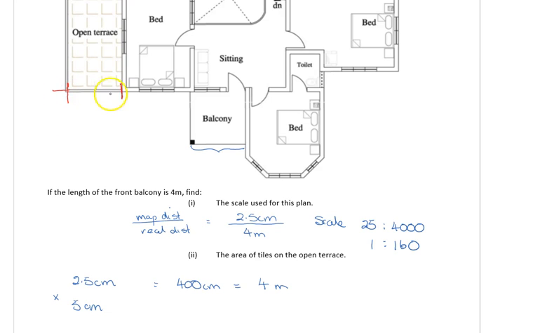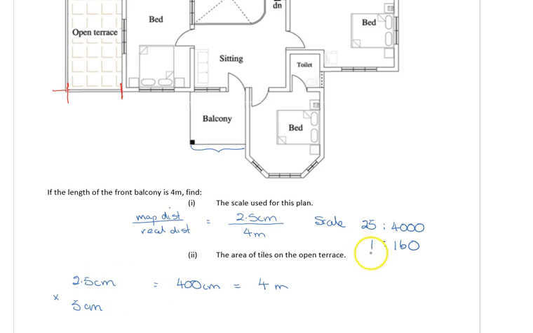So when I measure the length, I'm getting 2.5 centimetres, and when I measure the width of the open terrace, I'm getting 5 centimetres, double it. That wasn't quite 2.5. If you wrote 2.4, 2.45, that's fine. I'll work with 2.5. I'm working with 2.5 because I know it works out nicely. So we don't work out the area in square centimetres. We convert it to real area.